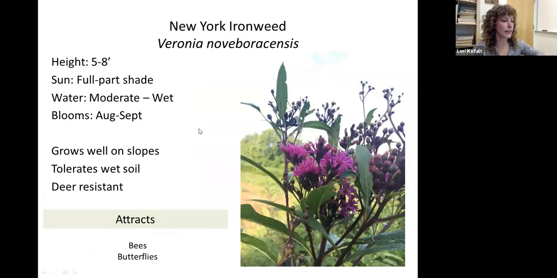New York Ironweed, another tall plant, likes wet soil. So you'll notice that our iris is blooming in early spring. We have our Culver's root blooming kind of mid to late spring. And then midsummer, we've got the Pye Weed. And then end of summer, New York Ironweed. So you get a full season of nectar for pollinators. This grows well on slopes, tolerates wet soil, is deer resistant.